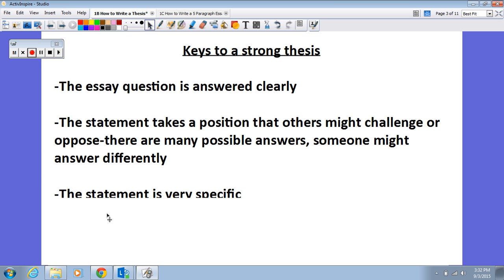Okay, and then again, the strong thesis is going to take a position that others might challenge or oppose. There are many possible answers. Some might answer differently. You're allowed to say Michael Jordan to the basketball question. I just might not agree with you. And then again, the statement is very specific. And when I say specific, I'm saying yes, LeBron James is the greatest basketball player in history. But I'm also going to list my reasons why. Right there is part of that thesis.